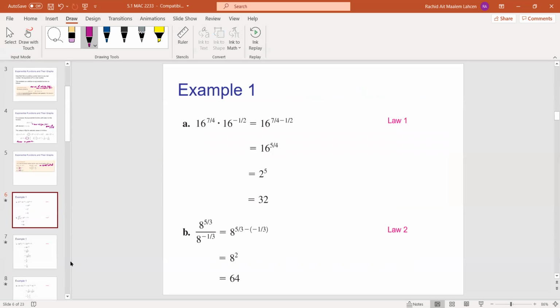Some examples as a review. These examples are going to be enough to do the lecture activity and the homework. So for example, 16 to the 7/4 and 16 to the negative 1/2. This is a multiplication, so you're going to add: 7/4 plus negative 1/2. You add exponents because it's the same base. And then you find what it is and you do the evaluation there.